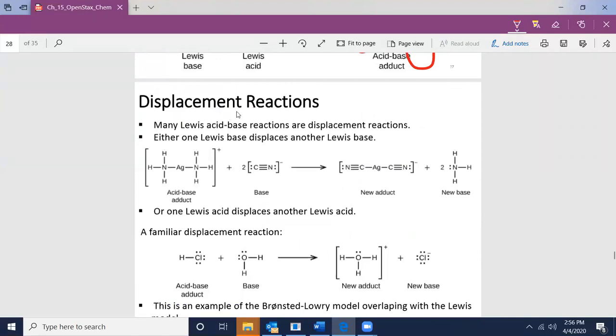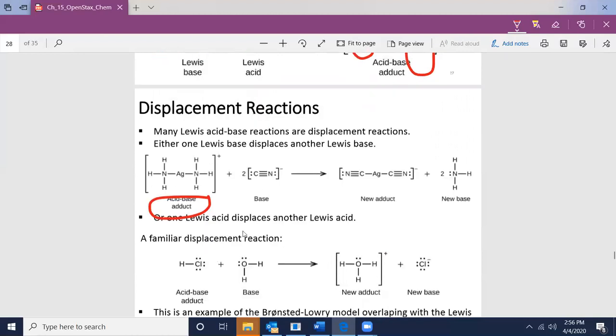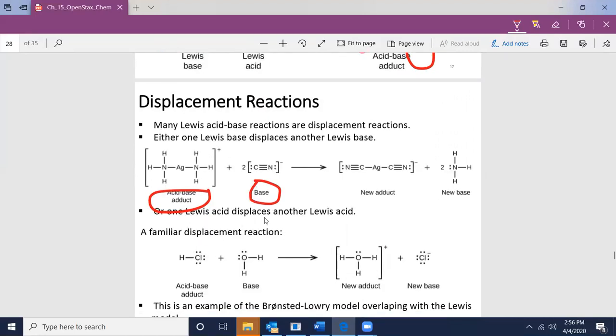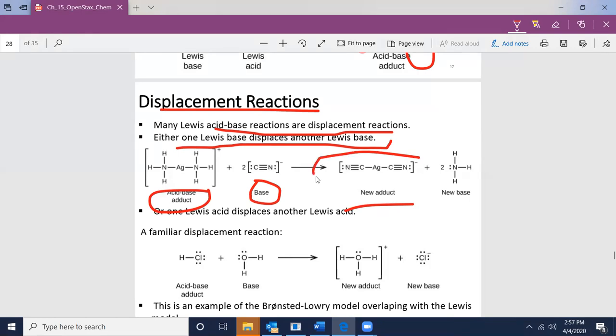So displacement reaction, what is a displacement reaction? Many Lewis acid-base reactions are displacement reactions. Either one Lewis base displaces another Lewis base. So we had this acid-base adduct formed by the Lewis acid and the Lewis base reaction. If we add another base to it, and that base has a tendency to replace the existing base here, that can happen. That's just called a displacement reaction. So another base comes in and replaces the other base, and a new adduct is formed.